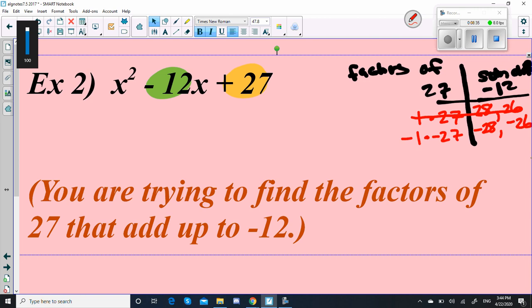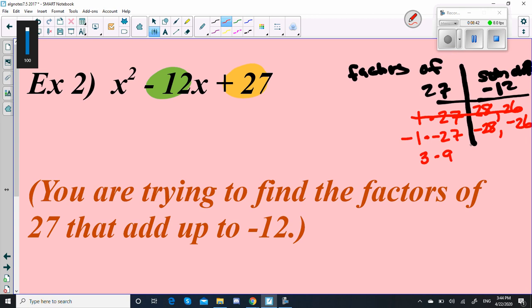All right, so let's think again. 2 won't go into 27. How about 3? So let's do 3 times 9. 3 times 9, when I multiply, gives me 27. 3 plus 9 is 12. Oh, I'm so close. See how it's a negative 12? So let's change the signs over here. Negative 3 times negative 9 gives me positive 27. And then when I add them, I get negative 12. So that's it. Negative 3 and negative 9 are the factors I want to use.